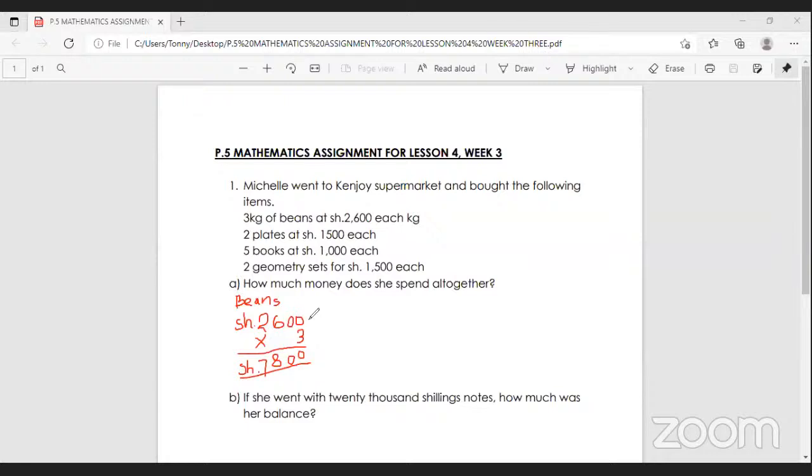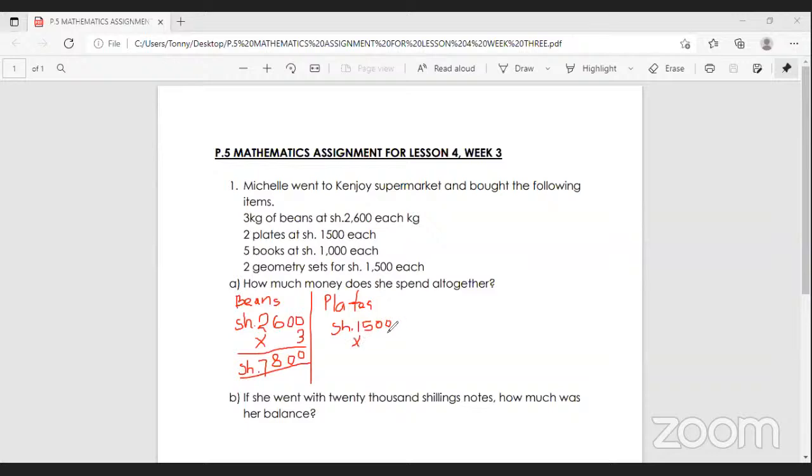Now, that one you have finished for beans. Now you go to another item. You can divide your work like this. You just write the item on top there, that is plates. Also for plates, they are saying that 1 plate is at 1,500. So here you multiply 1,500 times 2, so that you get the total amount of money for 2 plates.